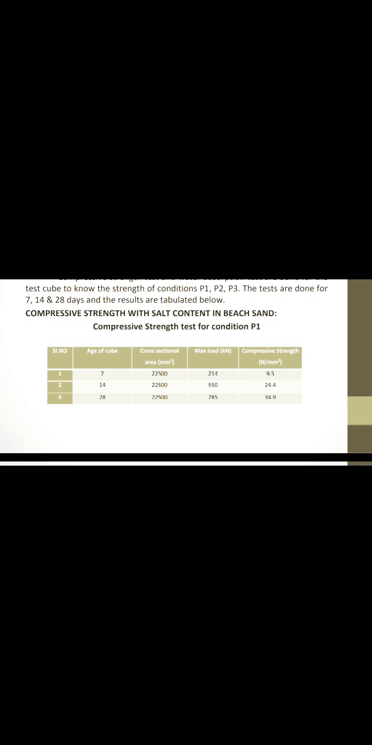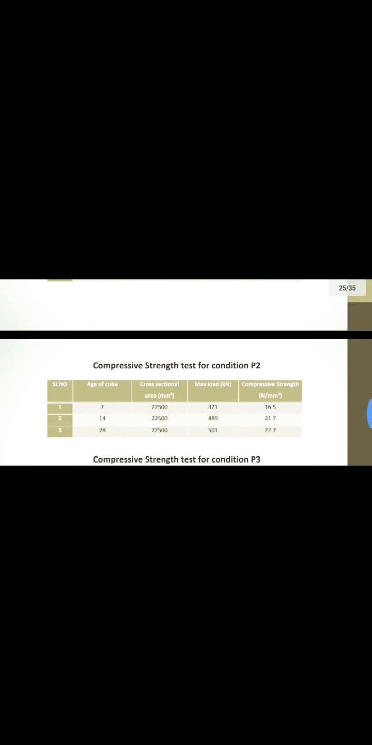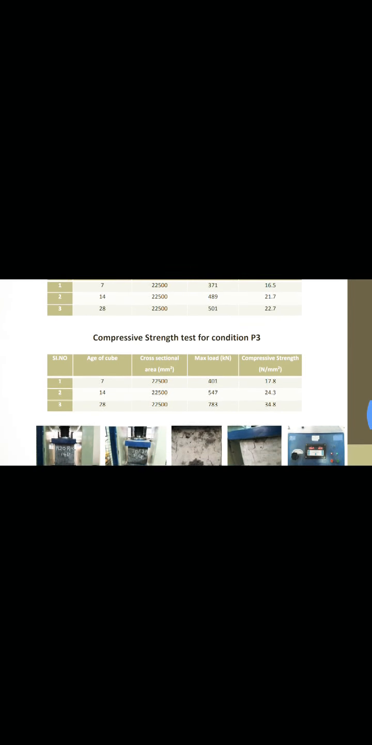Compressive strength is the main aspect of our project, because this decides the result. The cross-section area was 22500 mm², which is normal, that is 150 by 150 by 150 mm cubes. Compressive strength was 9.5 for 7 days, 22.4 to 24.4 for 14 days, and at 28 days it came to 34.9. So this is the graph for compressive strength.